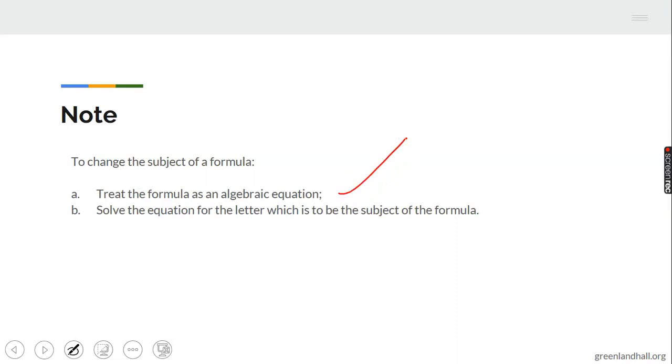Then number 2, you must solve the equation for the letter which is to be the subject of the formula. Some might take rigorous steps of multiplying, taking the square root, squaring both sides, cubing both sides, but the letter must stand alone. That is your aim. That is what you are looking for. The letter that you want to make the subject must stand on its own.